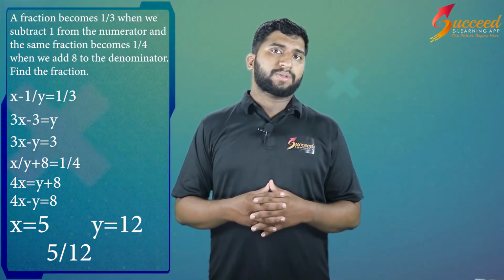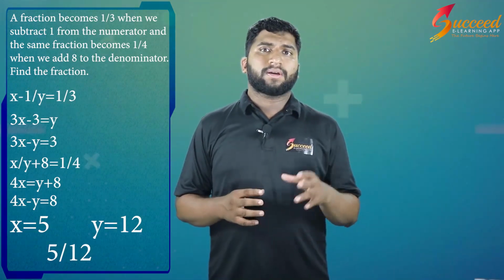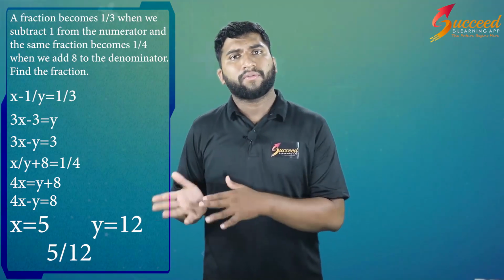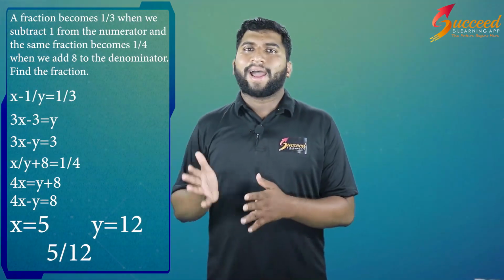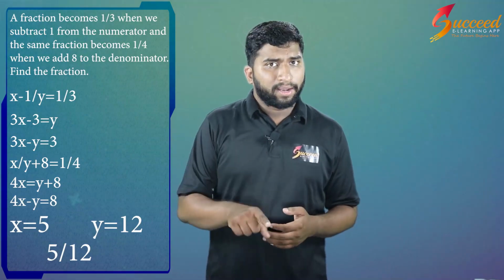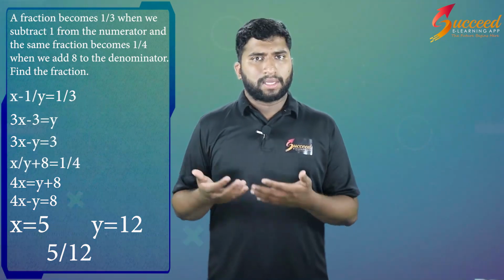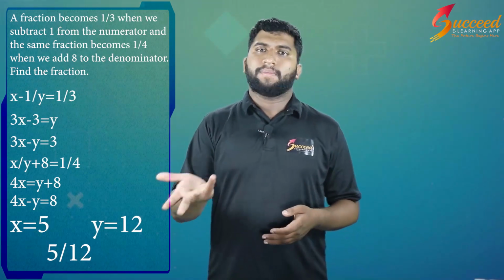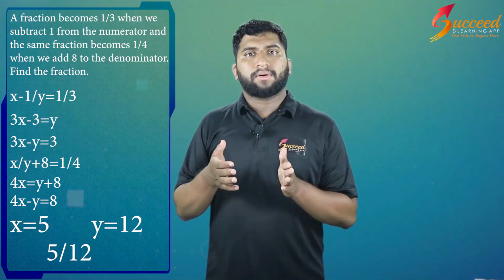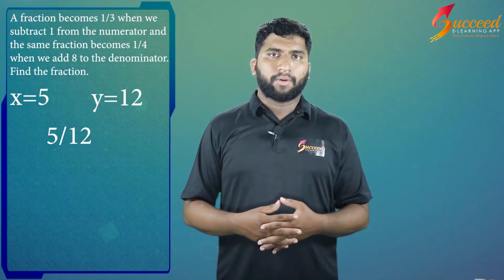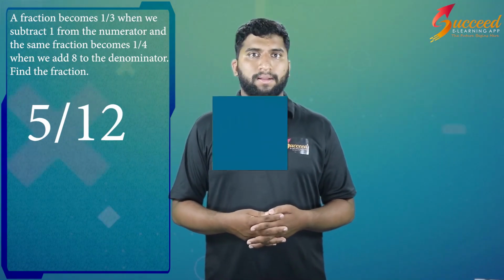So what you need to do in this particular type of sums, please read the question carefully. Whatever data they have given, they had asked us to subtract 1 from the numerator. We subtracted, we cross multiplied, and we got the equation. And they had asked us to add 8 to the denominator. What did we do? We added 8 to the denominator and we cross multiplied, we got another equation. Those equations you solve using elimination, substitution or cross multiplication, but elimination becomes very simple. For that reason, solve them using the elimination method. You will get your x and y value, that is nothing but your unknown variables. So the answer for this particular question is nothing but 5 by 12.